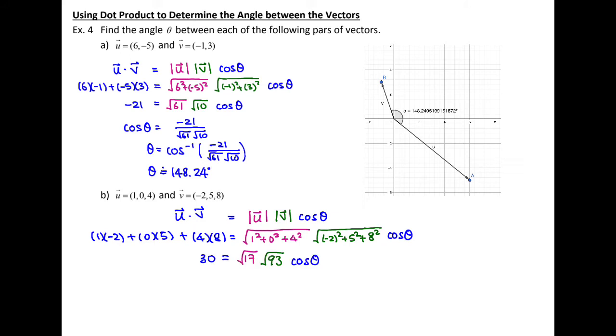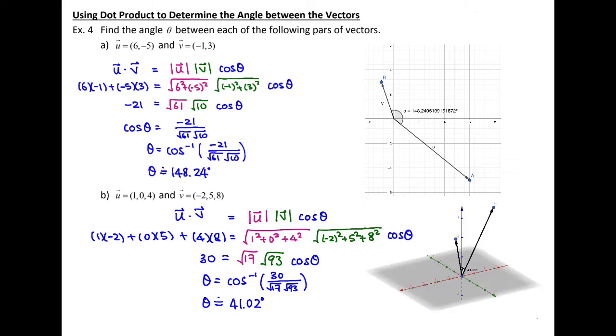And we can simplify to 30 equals square root of 17 and square root of 93 cosine theta. By isolating for cosine theta and taking the inverse of the cosine, we are going to get theta is approximately 41.02 degrees. For the three-dimensional vectors, we use GeoGebra to graph them. So this is the positive x, positive y, positive z axis. As you can see, the angle between those two vectors is approximately 41.02 degrees.